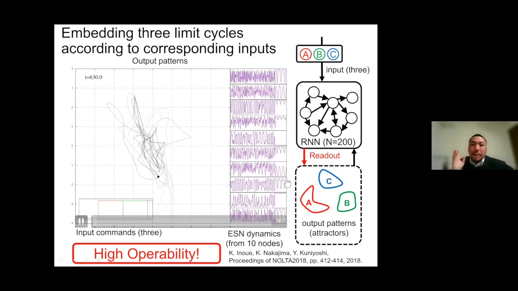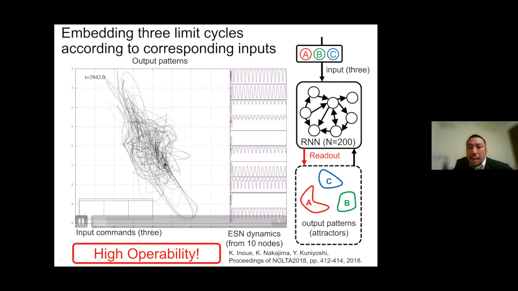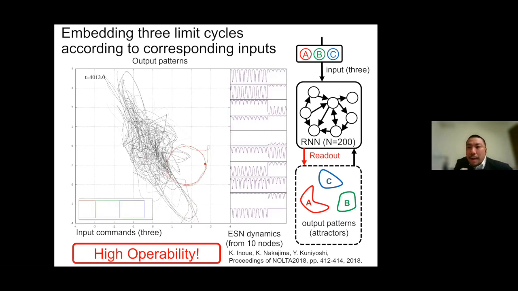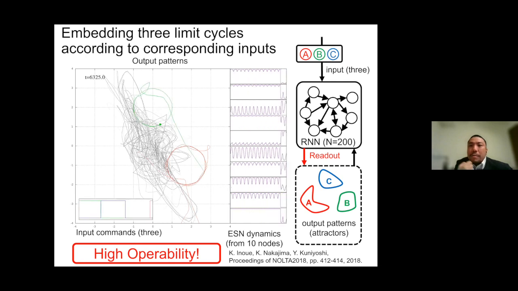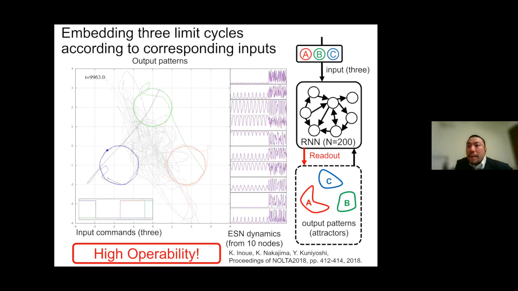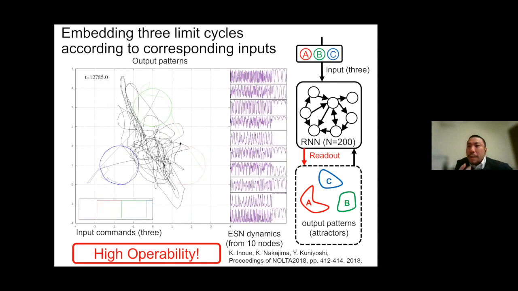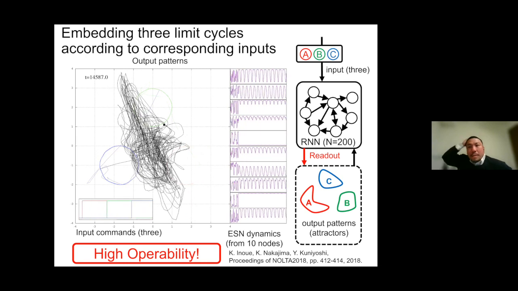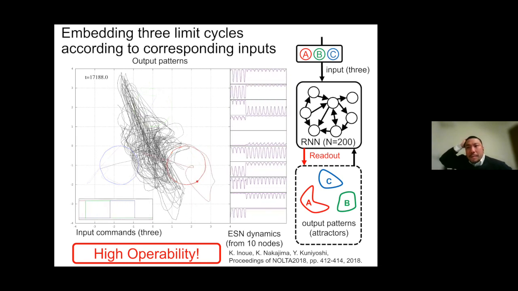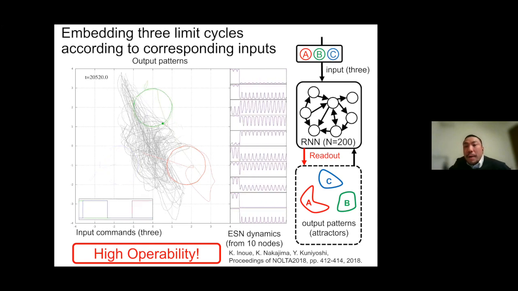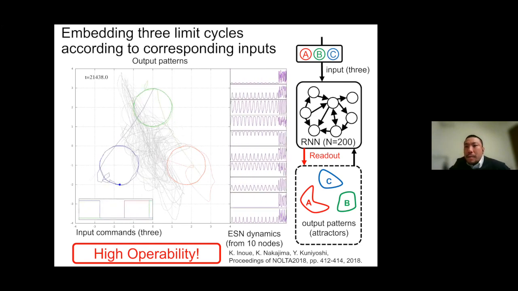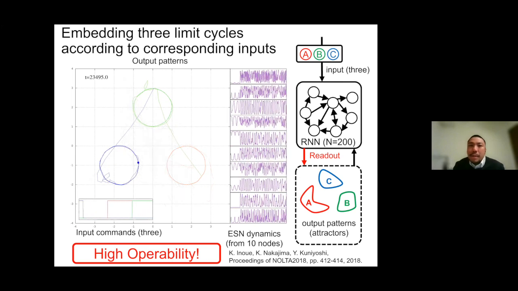Right now, there's no input. We inject input A, then it goes to attractor A; B, and it goes to B; and C, and it goes to C. And if you release the input, then it goes back to the original intrinsic dynamics. So basically, the reservoir computing approach provides us the high operability to harness complex dynamics. That's the message.